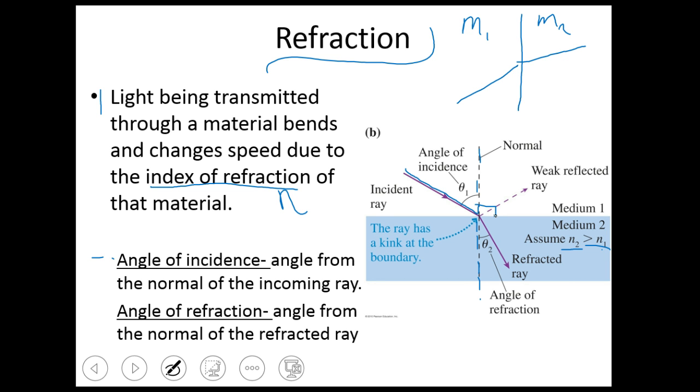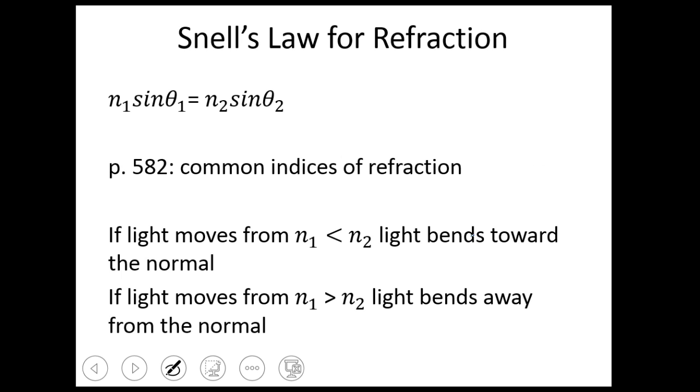And so the angle of incidence is the angle between the incoming ray and the normal. And then we also have, instead of the angle of reflection, the angle of refraction. And this is the angle, again, between the ray and the normal as it is extended through that second substance.